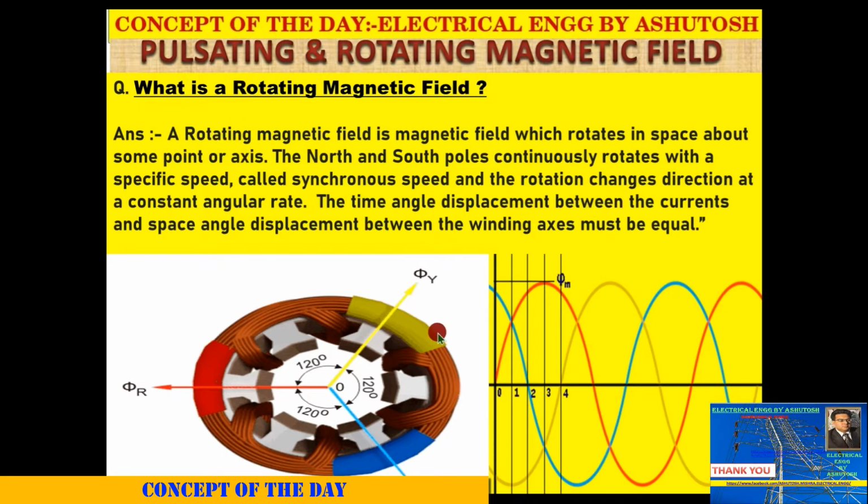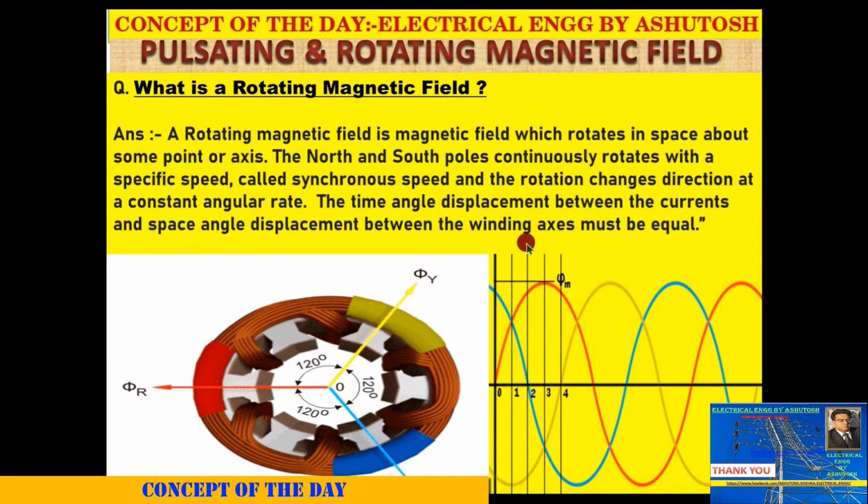These are the three phases, you already know, R, Y, B, and these are the three coils placed mechanically 120 degrees apart. Now you can define a rotating magnetic field as a magnetic field which rotates in space about some point or axis. The north and south poles continuously rotate with a specific speed called synchronous speed, given by Ns = 120 f1 / P rpm, where the rotation changes direction at a constant angular rate, but the amount of flux remains constant.